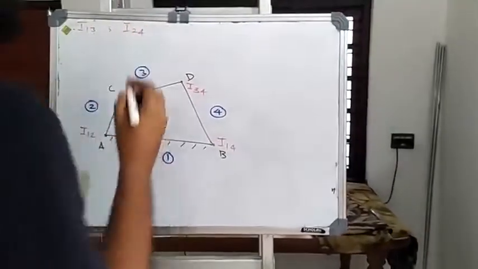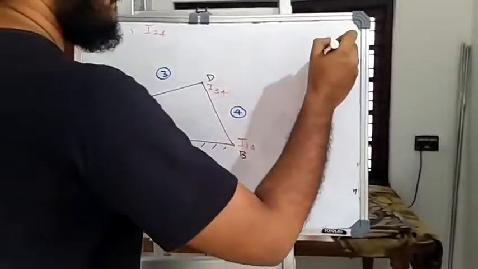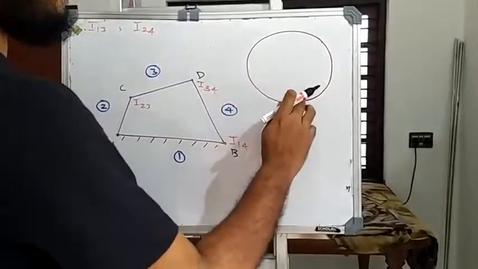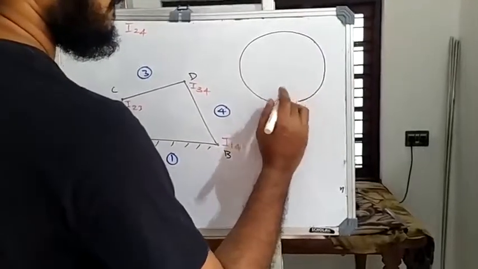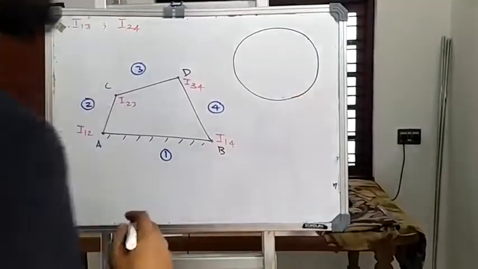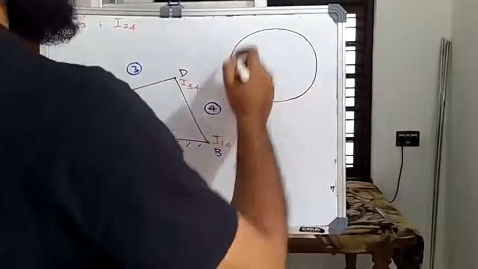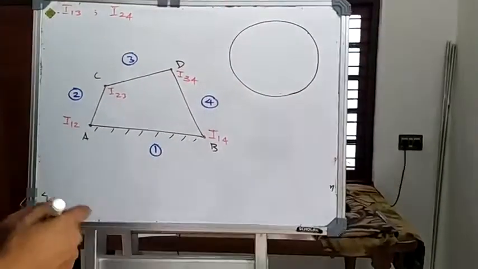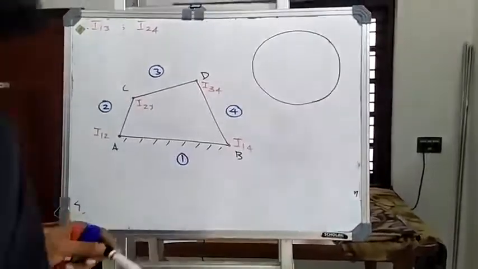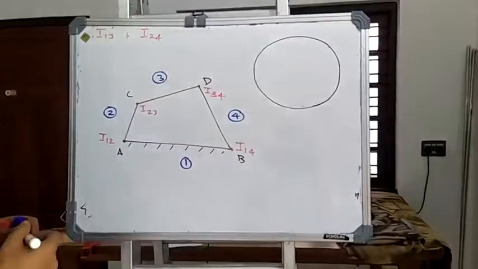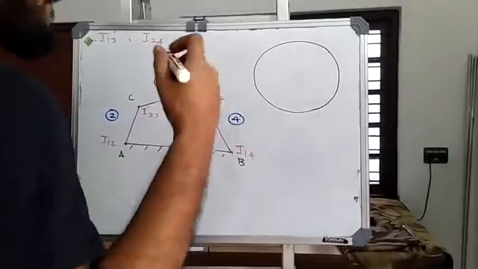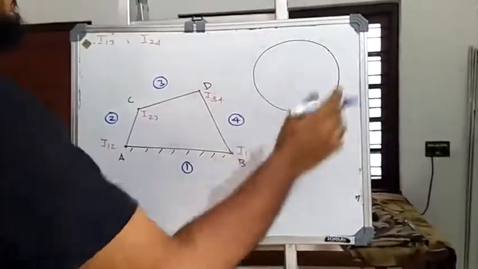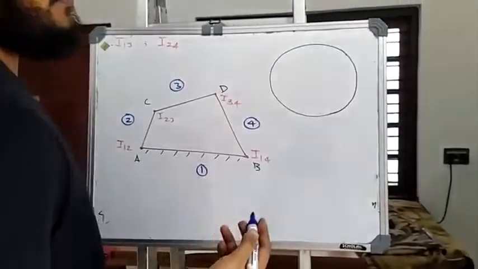Okay, for finding out I13 and I24, let us represent a circle now. This circle represents the stage where we are going to use the Aronhold-Kennedy theorem. I have roughly drawn a circle. The radius is not important. You have to simply draw a circle. Now, mark the number of links anywhere on the circumference of the circle. You can mark it in any format.